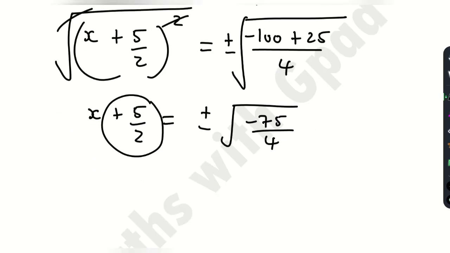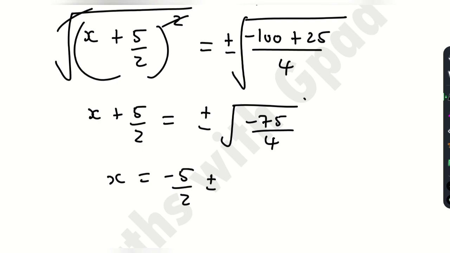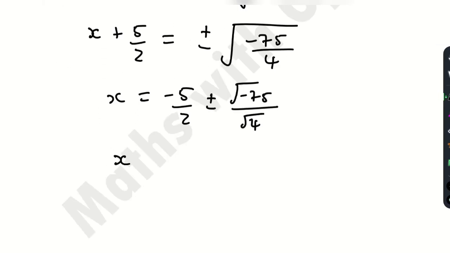So let's move plus 5 over 2 to the right hand side. I'm going to have it as what? Negative 5 over 2 plus or minus. See, this square root, I'm going to rewrite it like this. Square root of what? Negative 75 over square root of what? 4. So x is equal to minus 5 over 2 plus or minus. See, this what I have here is the square root of what? Negative 75. Now I know that is already an imaginary number, but here's how I can do it.